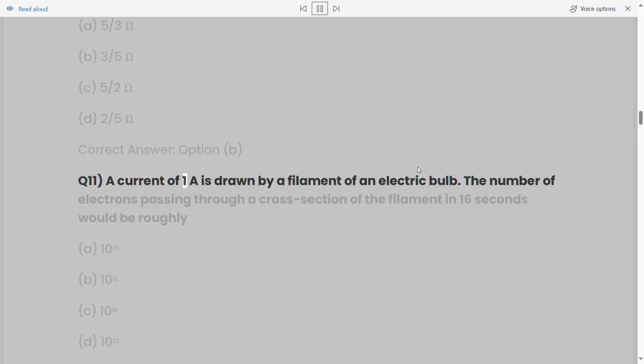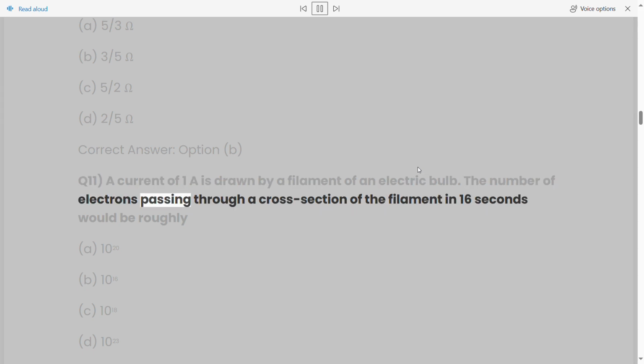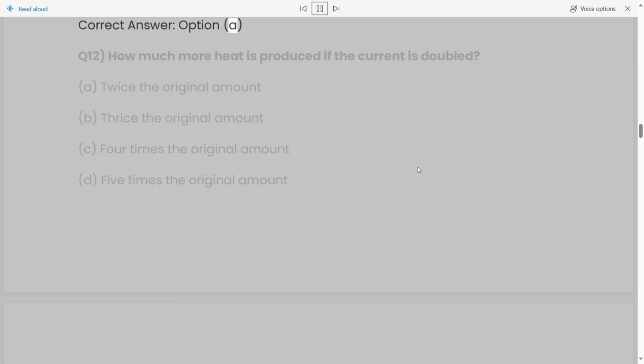Q11. A current of 1 A is drawn by a filament of an electric bulb. The number of electrons passing through a cross-section of the filament in 16 seconds would be roughly A. 10^20, B. 10^16, C. 10^18, D. 10^23. Correct answer option A.